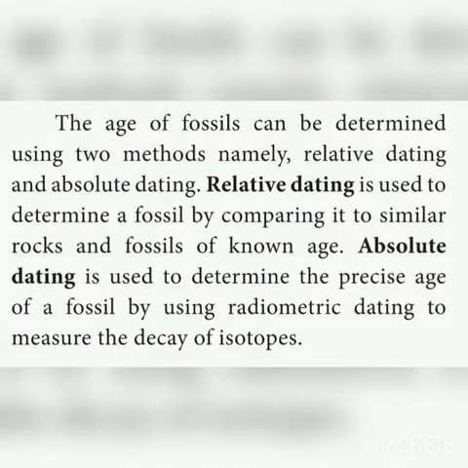And then, how will you determine the age of fossils? It is a very important 2-mark question. The age of fossils can be determined by two methods: one is relative dating, and the other is absolute dating. Relative dating is used to determine the age of a fossil by comparing it with similar rocks and fossils of known age, and absolute dating is used to determine the precise age of a fossil using radiometric dating, right?